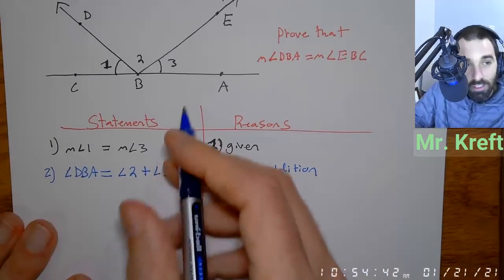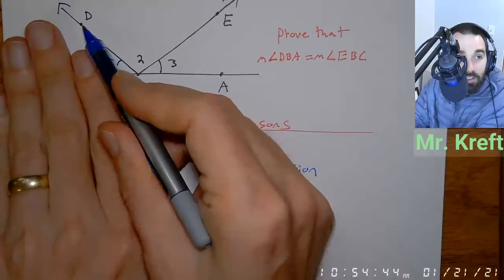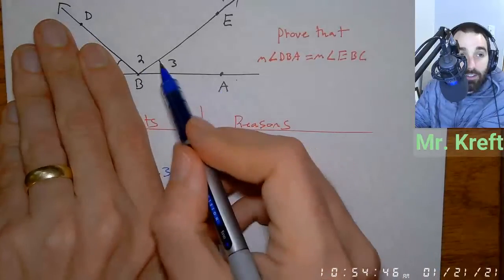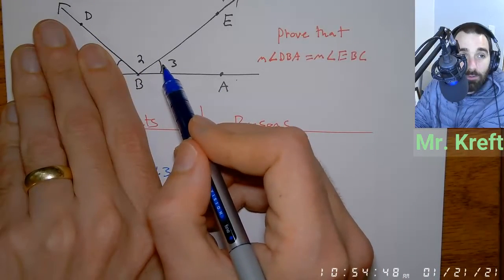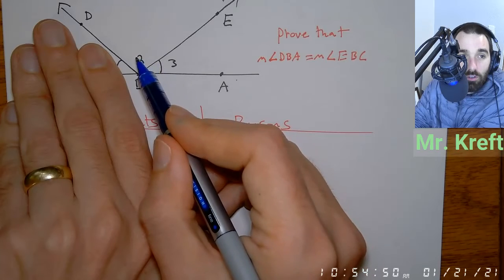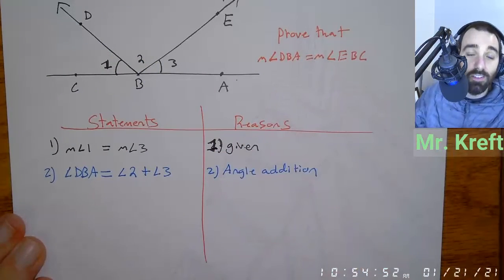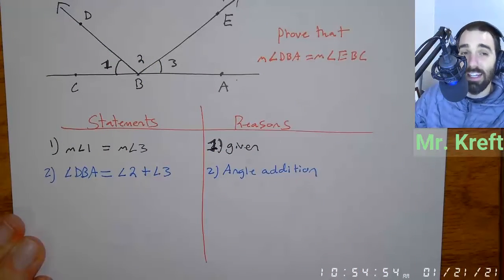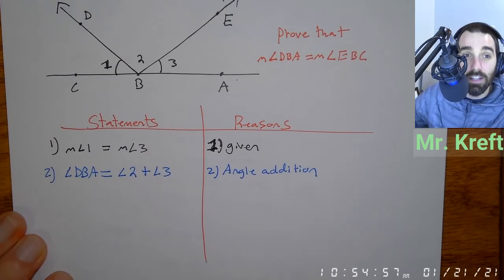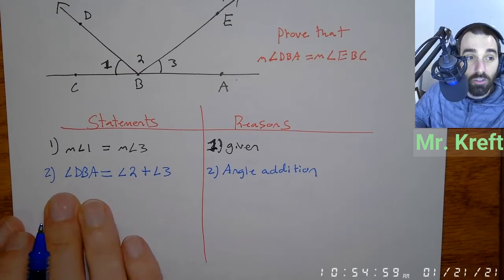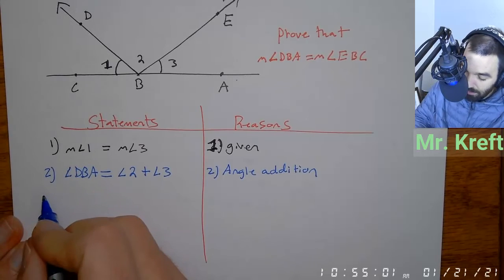You guys remember doing that? So again, if I take a look at angle DBA, it's really an angle made up of two smaller angles, 2 and 3. And again, guys, this is brand new, so I don't expect people to be like, oh, I totally get that, right? No, this is new. Okay, so that's what angle DBA is.